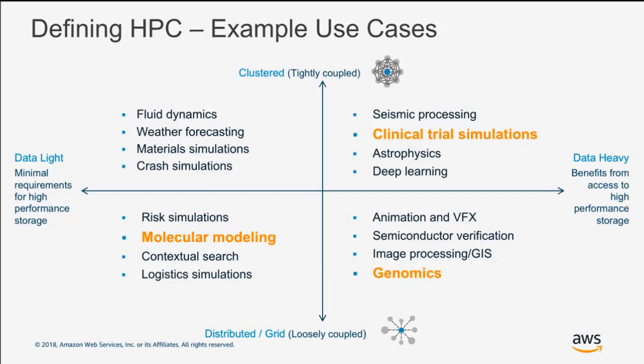All the way to the bottom right, which represents a lot of the massively parallel workloads that are very data heavy, taking a significant amount of data, but almost not coupled at all between their processes. Highlighted are a few of the use cases that we have in the life sciences and some of the things that I'll review today. In a data heavy sense, we have things like molecular modeling, all the way to more tightly coupled things like clinical trial simulations, and then massively parallel workloads like genomics.